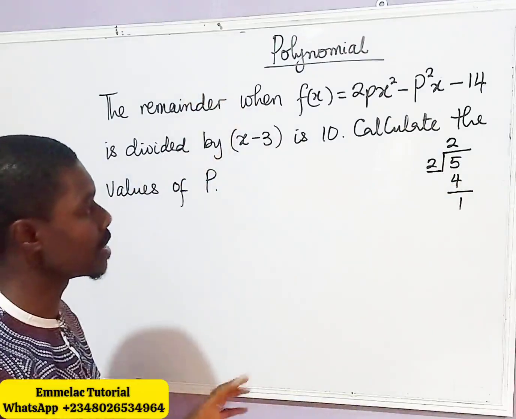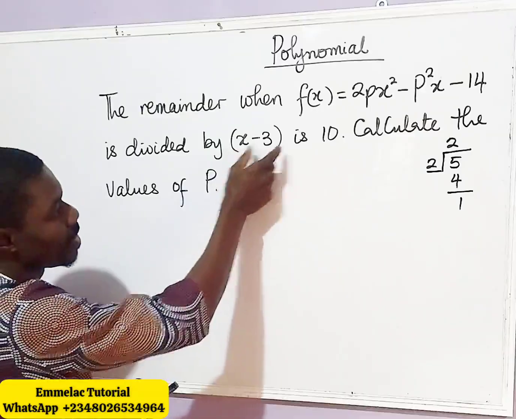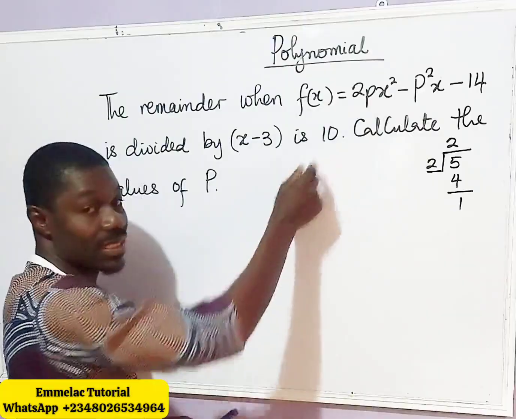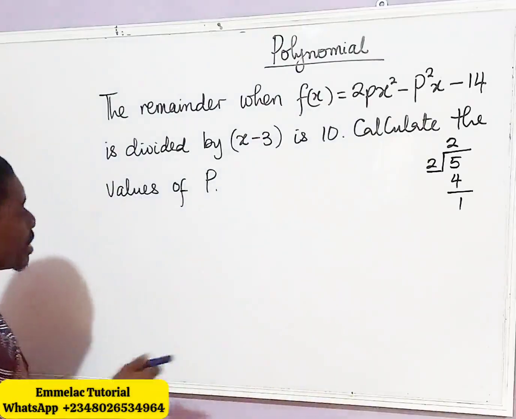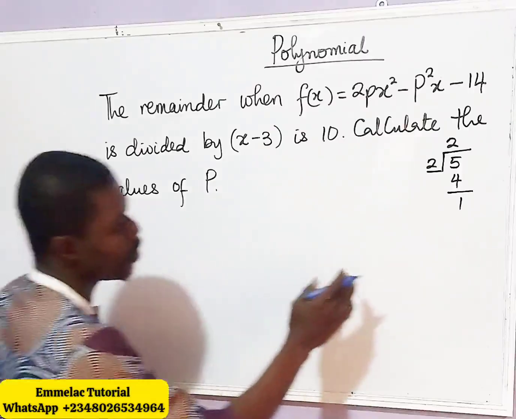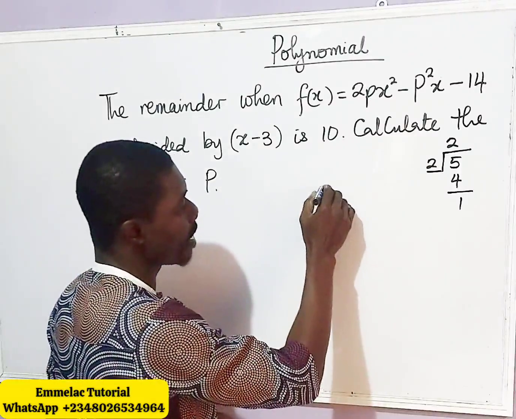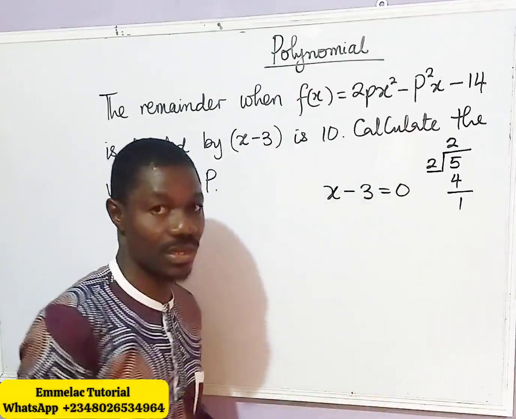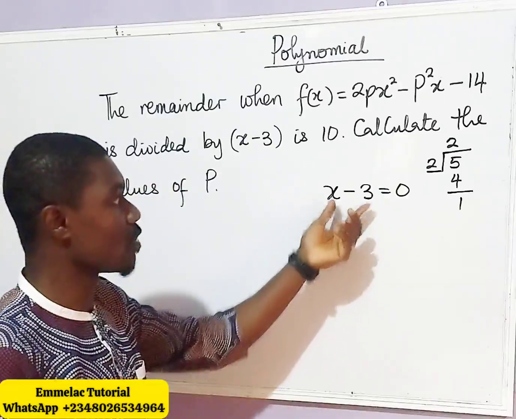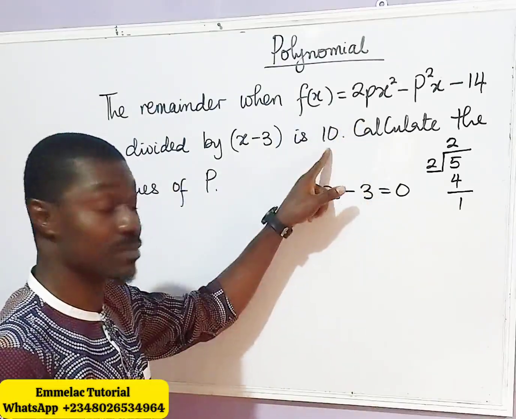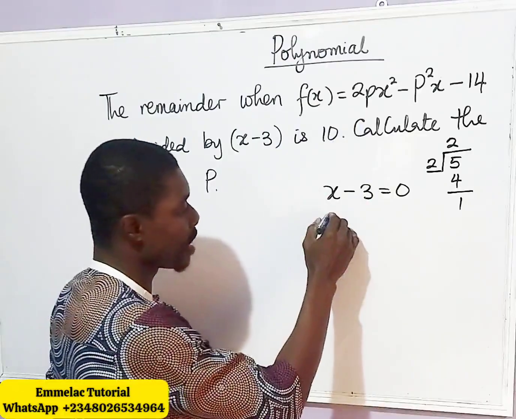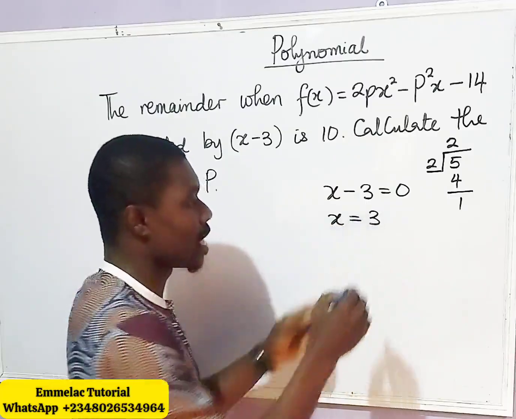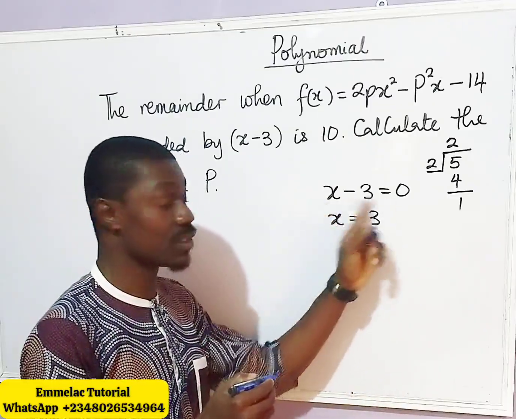Okay? So in this case, if this goes through this function, the remainder is 10. It means that we can say, let me come over to this side, let us make x minus 3 equals 0, because it's one of the factors. Alright, but it has a remainder of 10. So here you have that x equals 3, when we add 3 to both sides of this equation.